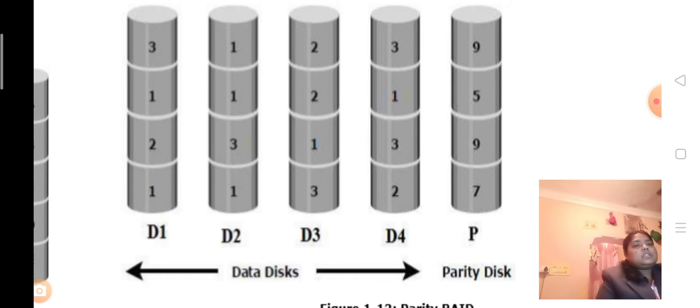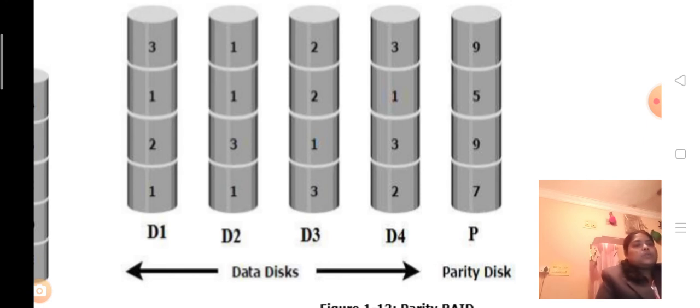Then what is the comparison between parity versus mirroring? Parity requires 25% extra disk space, and mirroring requires 100% extra disk space, which means mirroring is a very important technique compared to these two techniques, that is parity as well as the striping technique. See, these are our detailed RAID techniques.